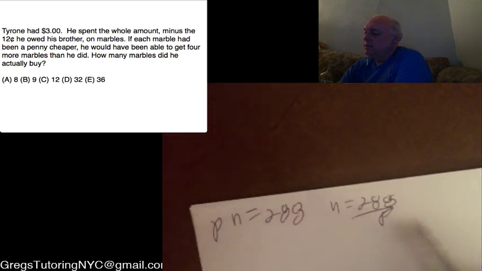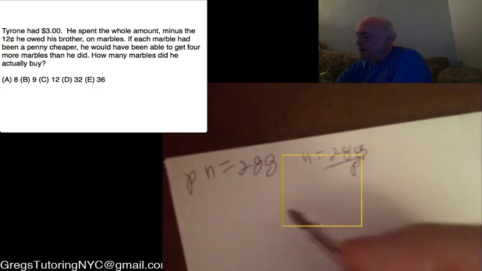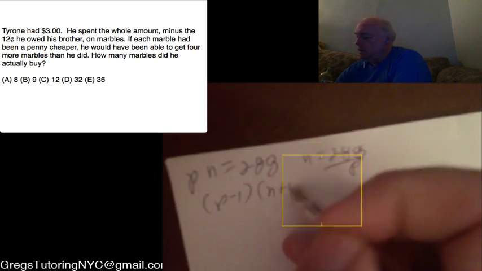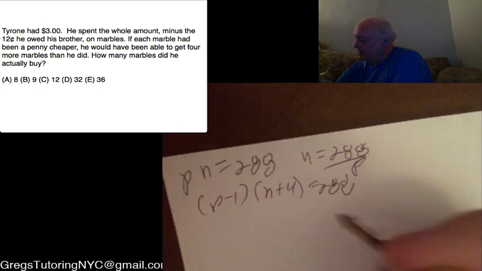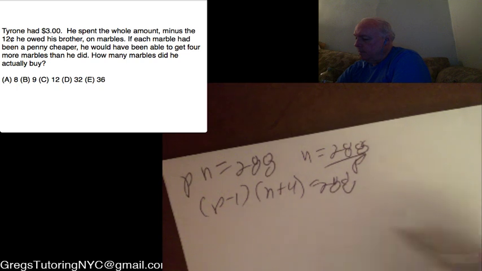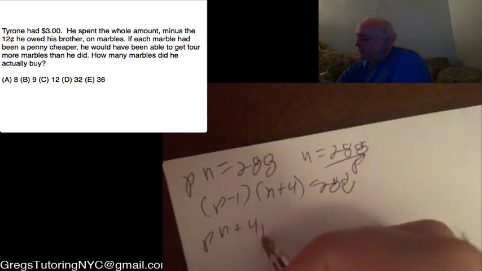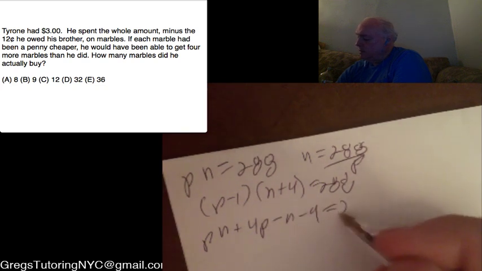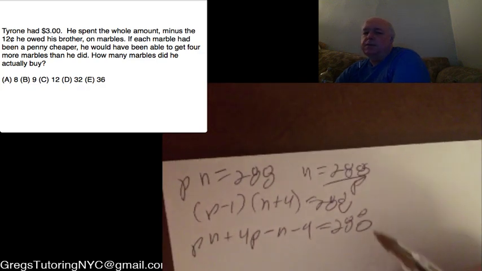That's the same equation. Oh, my phone definitely wants to shut down. If we run through that p minus 1 thing again, the n plus 4 equals 288, okay? And if we spin it all out again, we're going to get pn plus 4p minus n minus 4 equals 288, okay? So now what we're going to do is substitute.